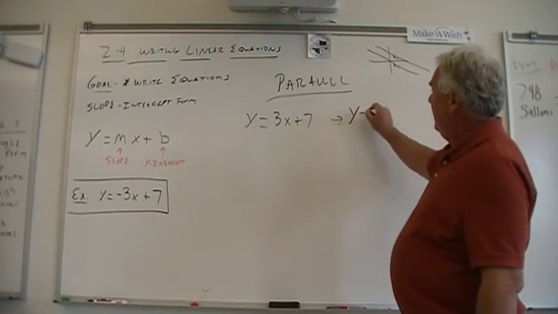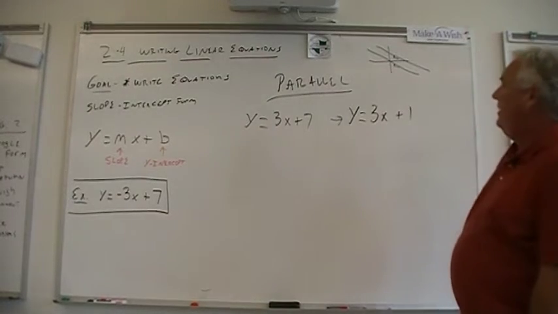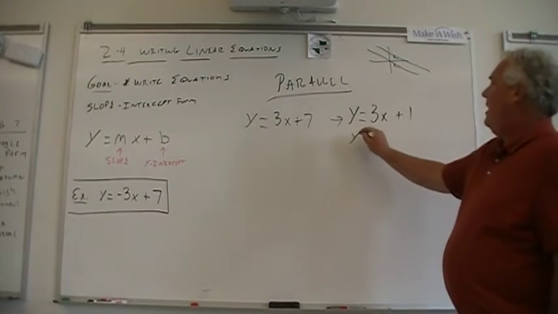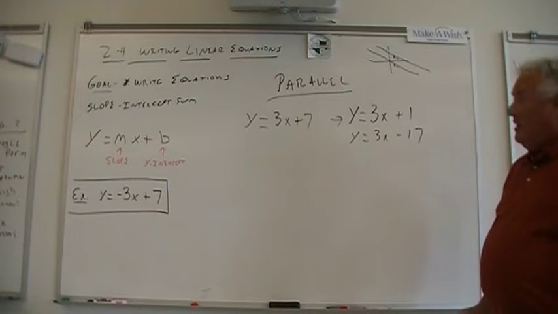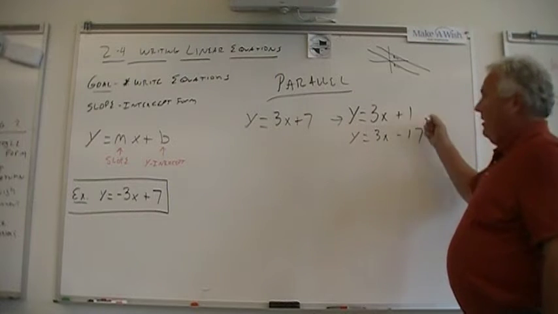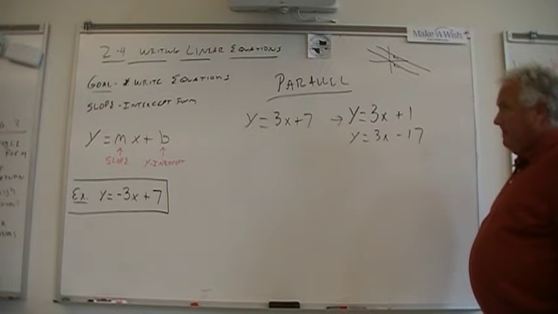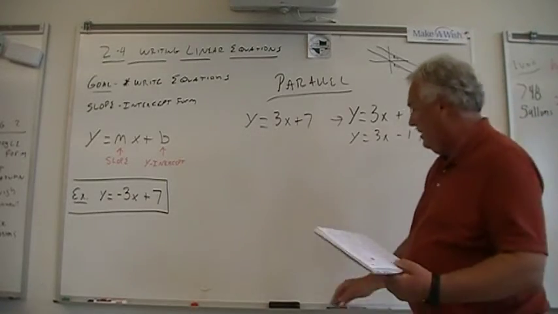So what's a line parallel? y equals 3x plus 1. y equals 3x minus 17. The intercept, it doesn't matter. It can be anywhere, as long as it's the same slope. So that's parallel lines.